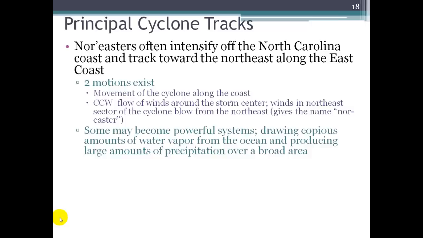The mid-latitude cyclone intensifies once it goes offshore, and it becomes a nor'easter. It becomes a stronger storm, and the direction of the winds kind of push it back onto land instead of having it drift off into the ocean.